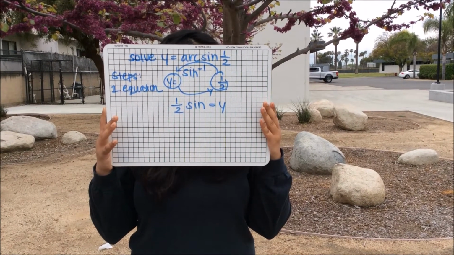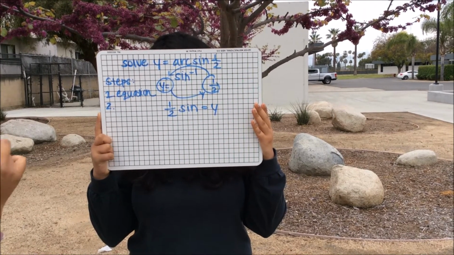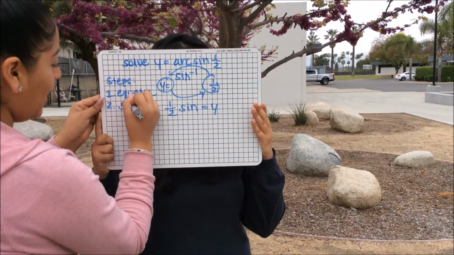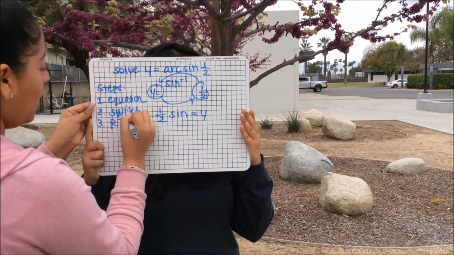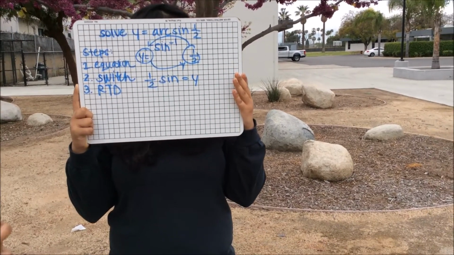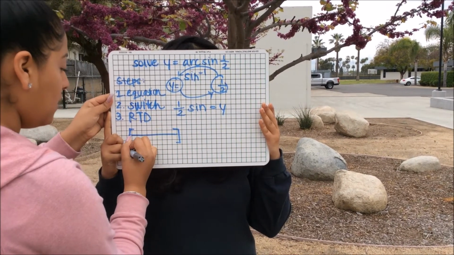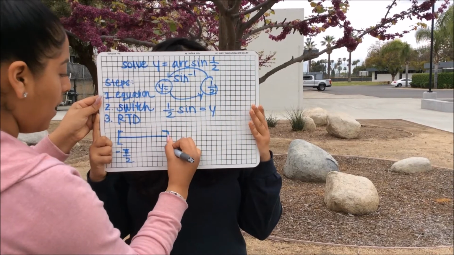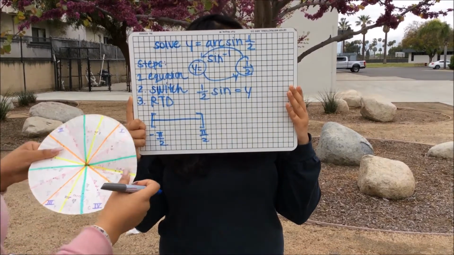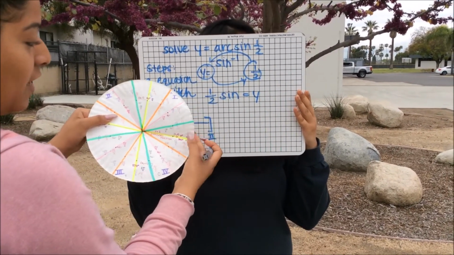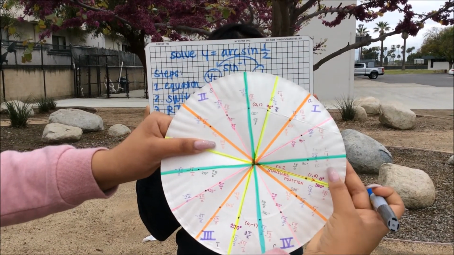After doing that, we already identified the switch. Then next is the RTD, which is to restrict the domain. In our notes, we look back and realize that the restriction of the domain is between -pi/2 and pi/2. Then we look at our unit circle and see where 1/2 is in sine. When we look at this, we see that cosine is on the left side of the parentheses and sine is on the right side.